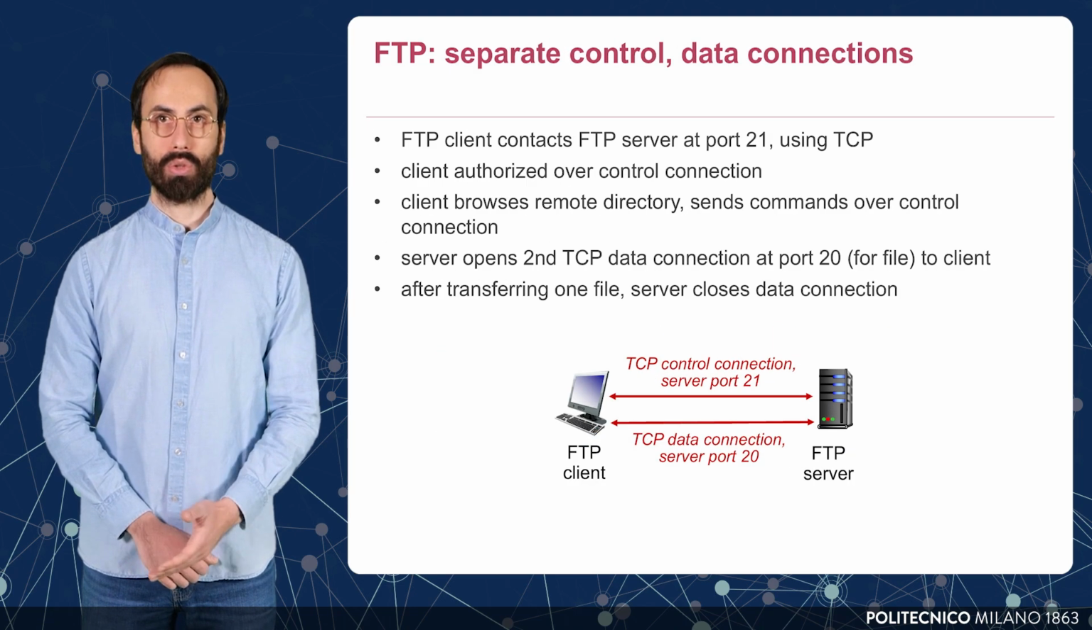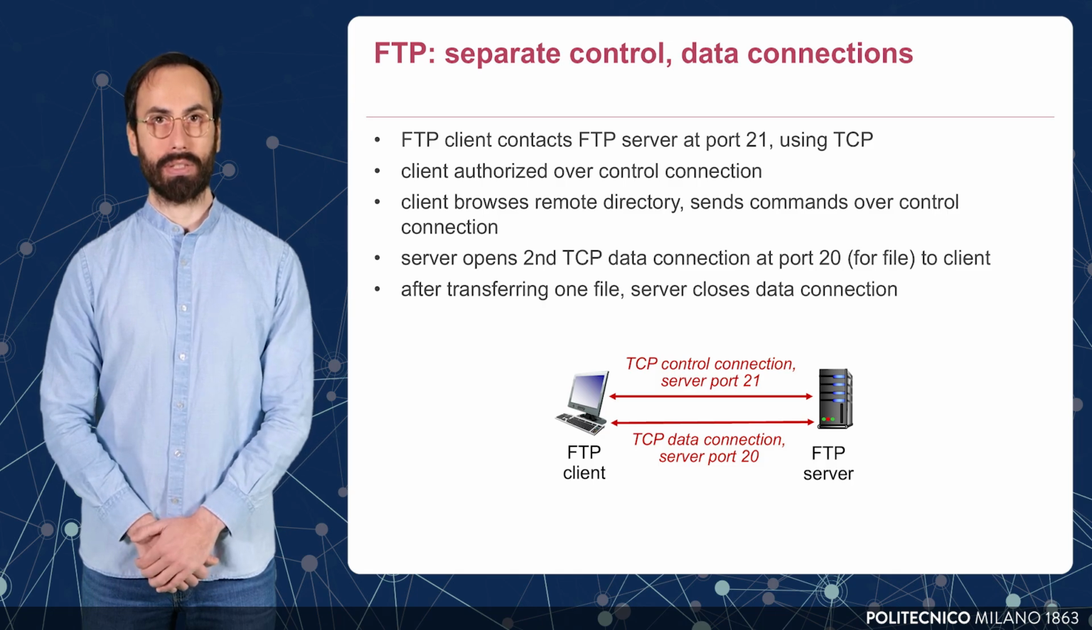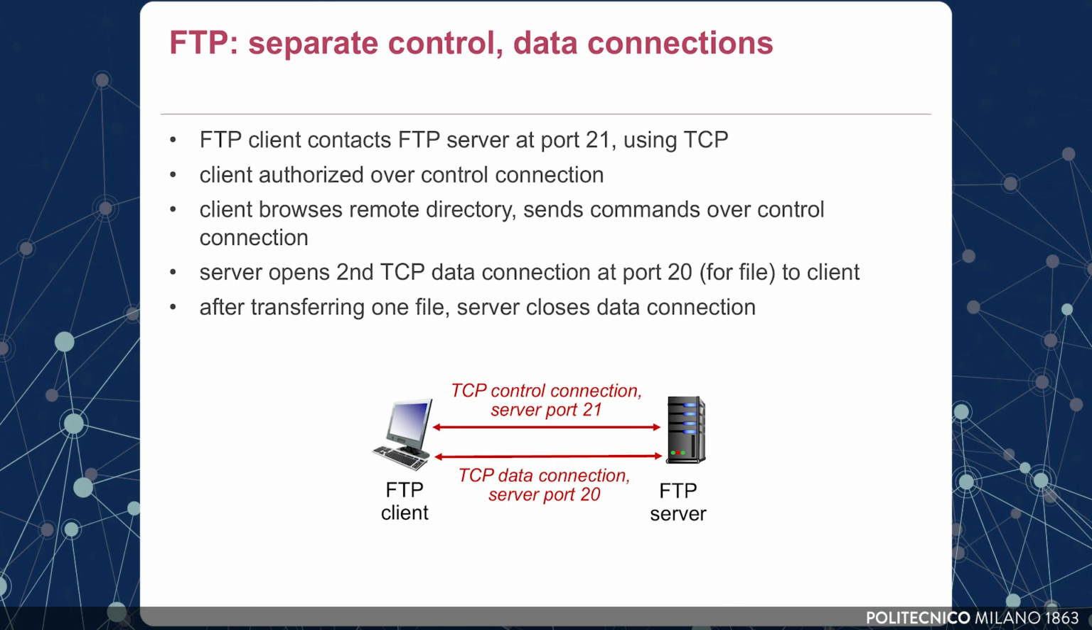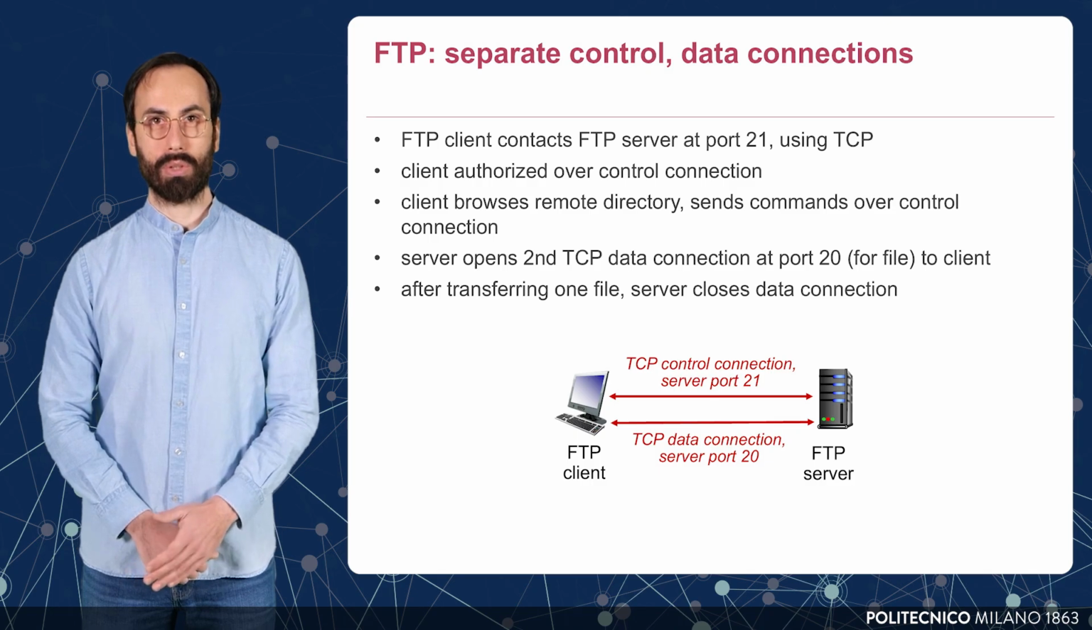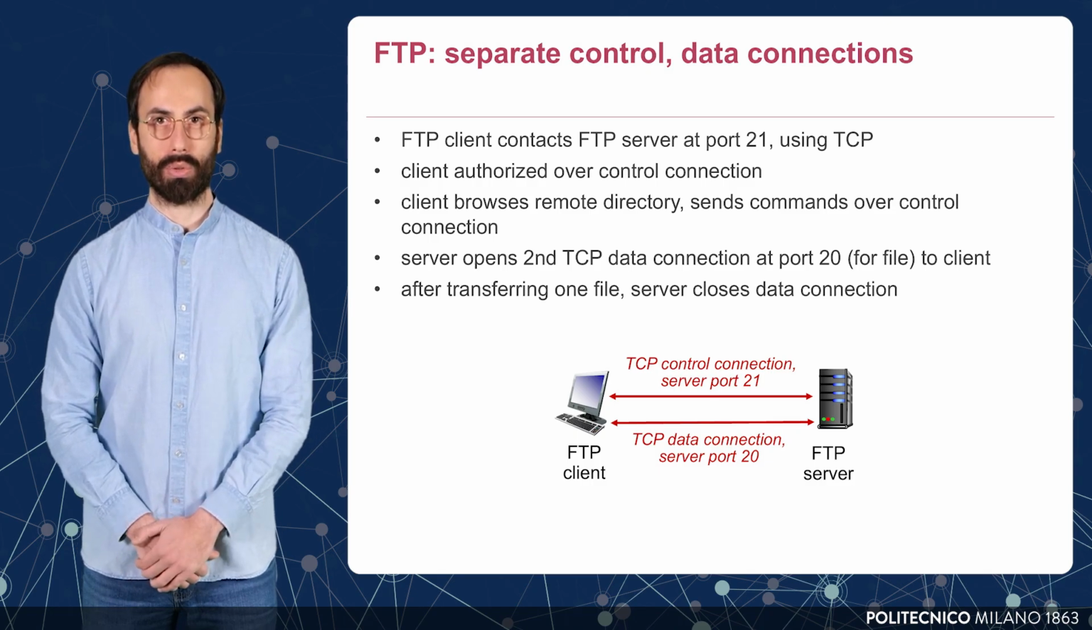FTP uses separate control and data connections to manage file transfers efficiently. The client first establishes a control connection with the server on port 21, where authentication and command exchanges occur. Once authenticated, the client can browse directories and request file transfers. When a file transfer begins, the server opens a second TCP data connection on port 20 to send or receive the file. After the transfer is complete, the data connection is closed while the control connection remains active for further commands. This dual connection approach allows FTP to manage multiple file transfers while maintaining session control.